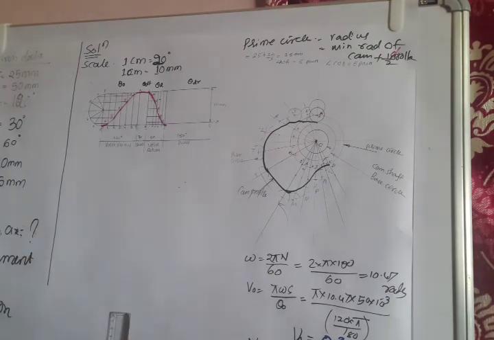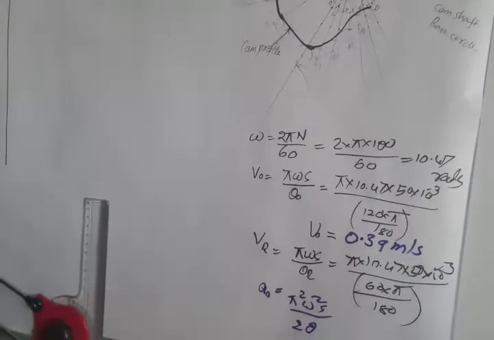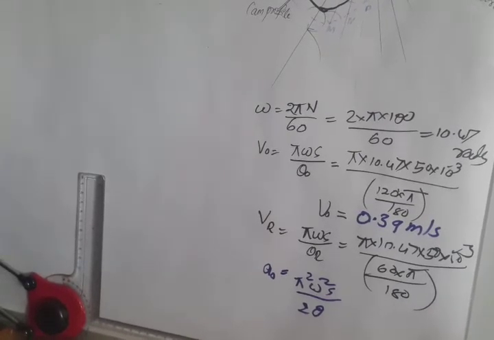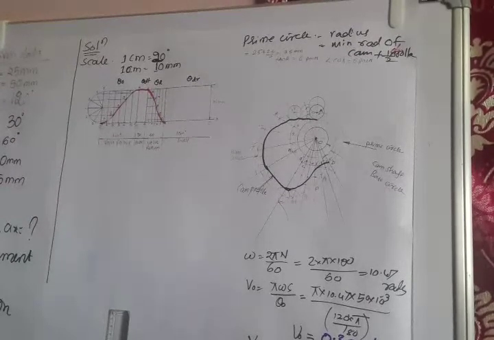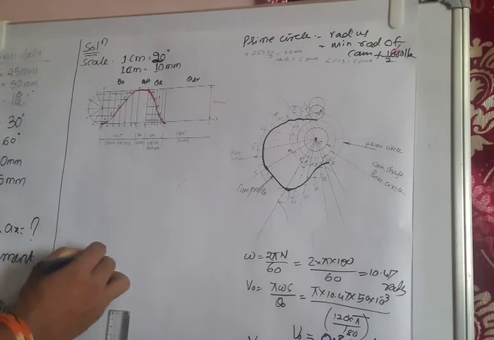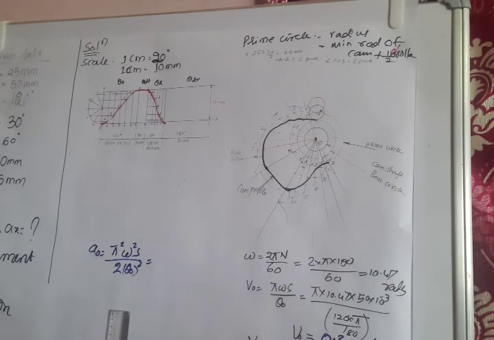Okay, return stroke, you go for theta r equal to 60 degrees. Note down the formulas. A naught equal to pi square omega square s divided by 2 theta naught square. Okay, 2 theta naught square. Here it is visible. So now a naught equal to pi square omega square s divided by 2 theta naught square. Okay.